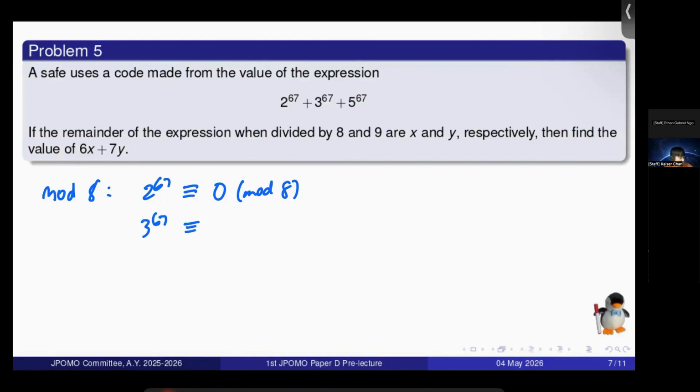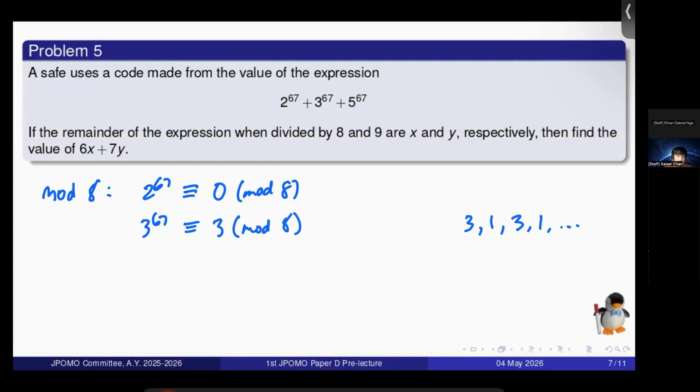I'll present one method: if you're not sure about this, you can try to experiment with smaller exponents. For example, if I try 3 to the 1, obviously the remainder is 3. If I try 3 squared, 3 times 3 is 9, which is 1 mod 8. And then when I multiply by 3 again, it goes back to 3. So essentially it cycles with period 2, right? And since 67 is odd, we can say that this has remainder 3 modulo 8.